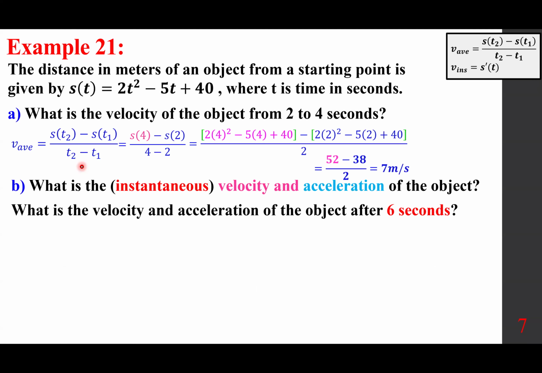The next part is asking for the instantaneous velocity. So what is the instantaneous velocity and acceleration of the object? What is the velocity of it and acceleration of the object after 6 seconds? You simply go back to the same function, the distance function, and you take the derivative. For t minus 5, you want it after 6 seconds. You plug in 4 times 6 minus 5 is 19 meters per second.